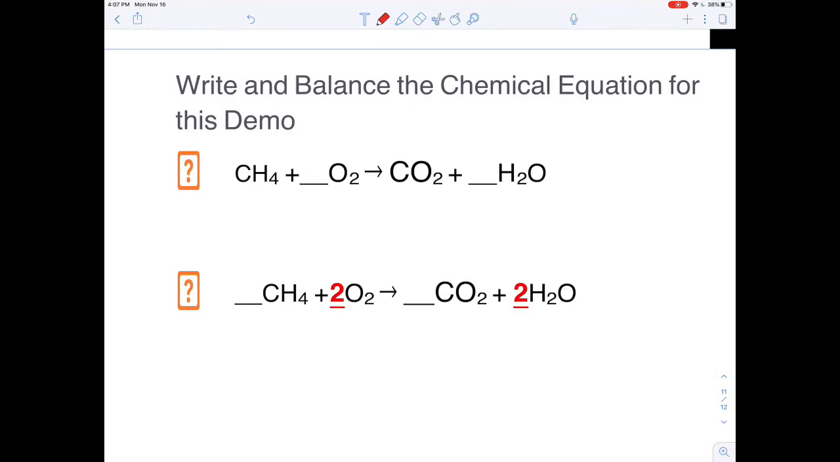To balance this one, you want to balance carbons first, which are balanced, then hydrogens. So we need a 2 on this side, and then oxygens last. So we've got 4 oxygens on the right side, so I'm going to put a 2 in front of that oxygen, and now that's balanced.